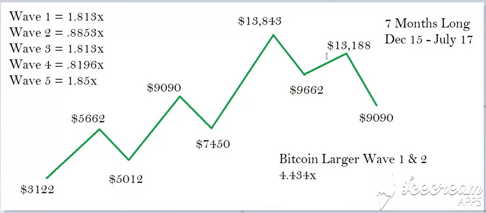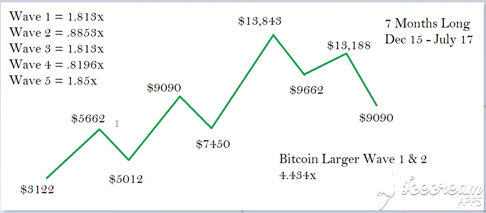wave 1 and 2. And so how wave theory works is, if you go smaller, in this wave 1 here, there would be a 1, 2, 3, 4, 5 with an A, B, C correction. And so what we're looking at today is the longer 7 month wave 1.